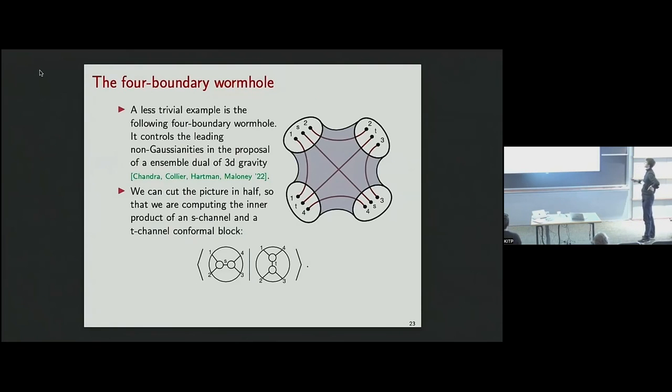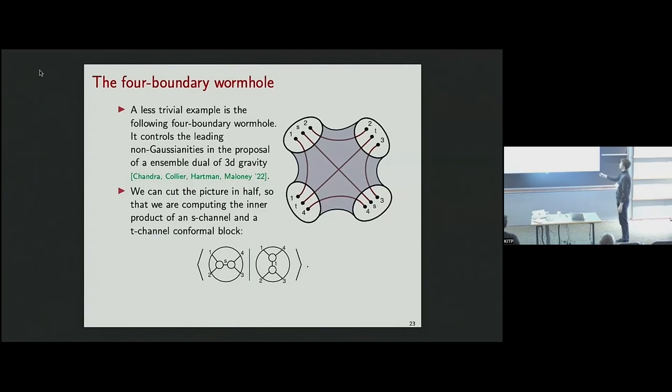And so this is sort of the next non-trivial wormhole you can consider, which has 4 boundaries. And the simplest topology you can consider is 3 punctured spheres. And then you can connect them in this natural way. And these lines here form a tetrahedron in the 3D geometry. And if you now want to compute the 3D gravity partition function of this configuration, it's very simple in this formalism. All you need to do is to cut the picture in half.